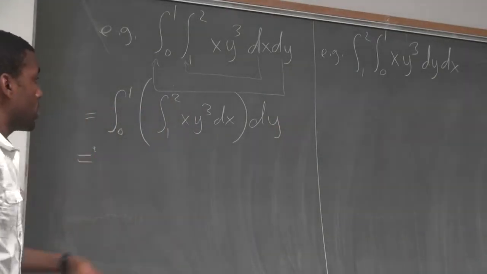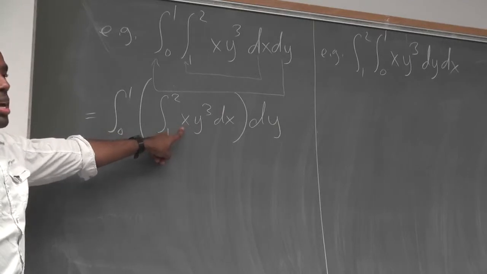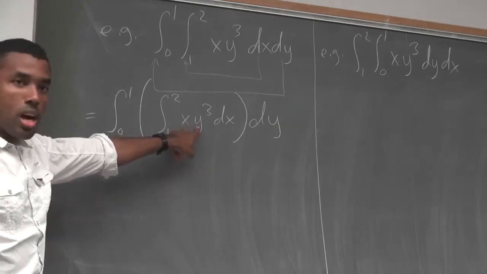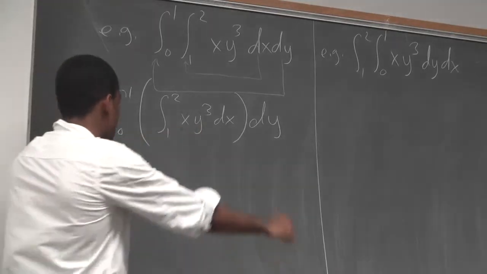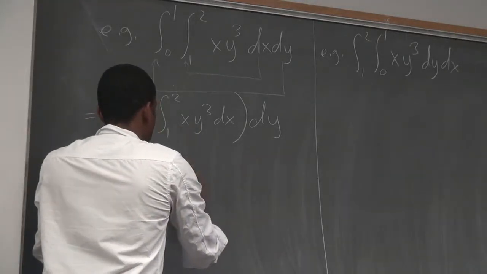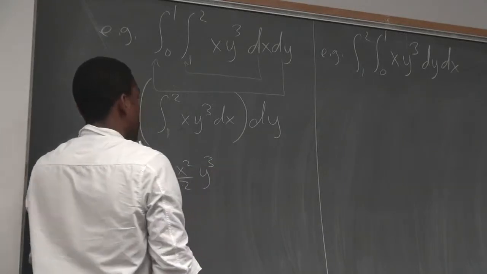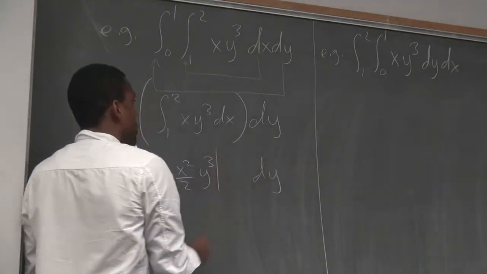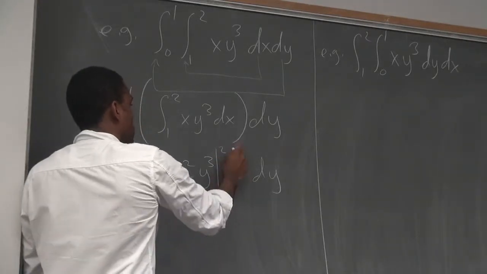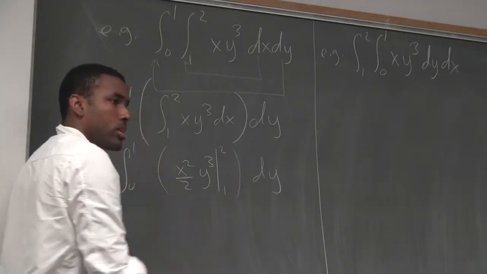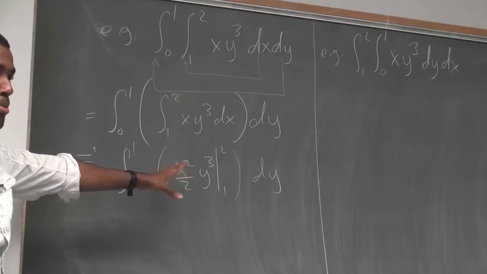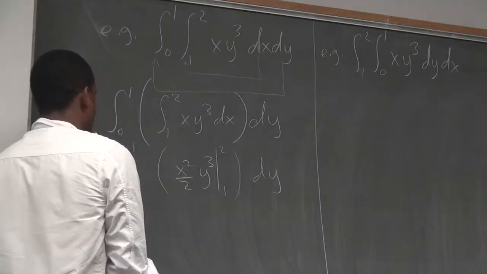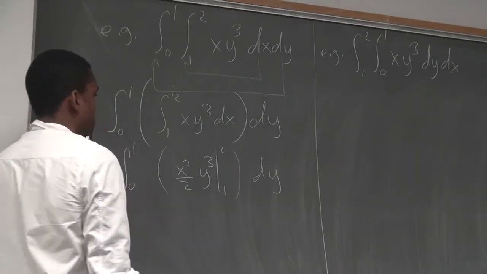Now, what's the integral of this with respect to x? X squared over 2. This is a constant, so it just stays. So this is actually x squared over 2 times y cubed, right? Now you want to evaluate this between 1 and 2. It's just Calc 1 happening in the middle. Now, this is 0 to 1.